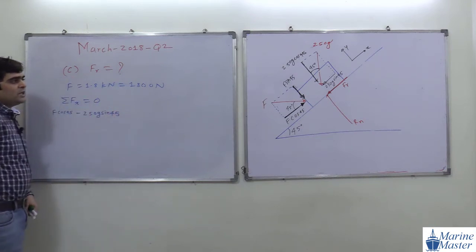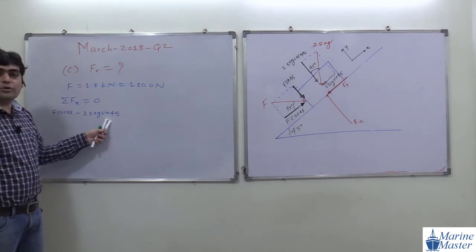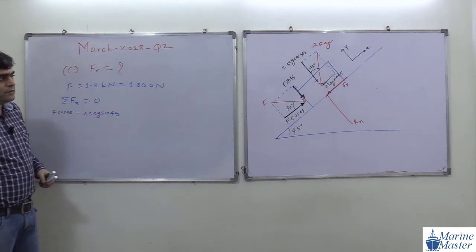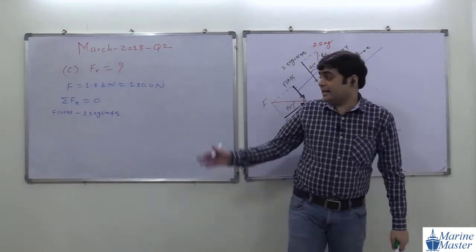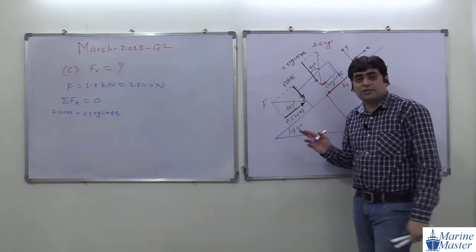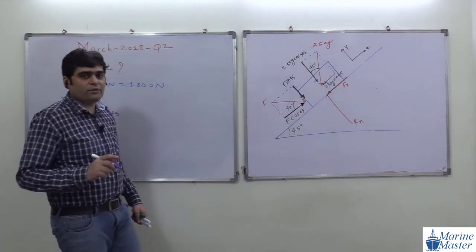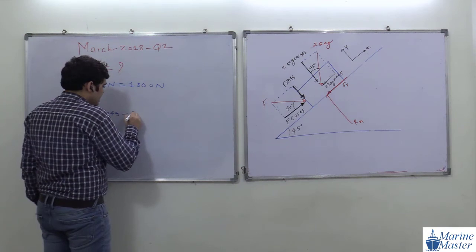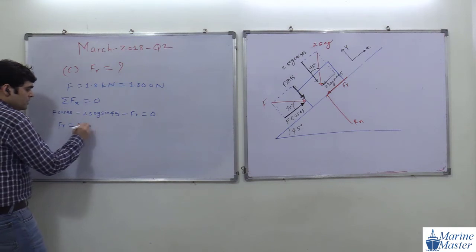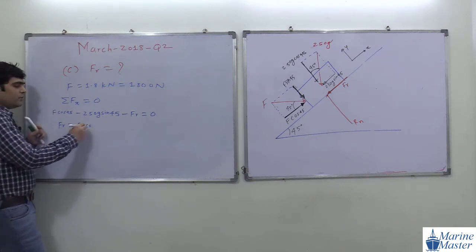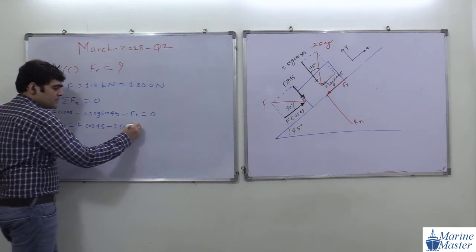Guys, check it. If I have made any mistake, please let me know. So F cos 45, minus 250G sin 45. Not Rn here, Rn is directly in y direction. Here we are taking components in x direction, then friction force only. So minus Fr is equal to 0. So Fr will be equal to F cos 45 minus 250G sin 45.